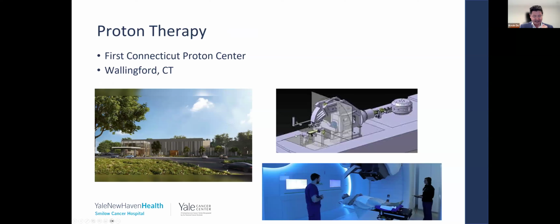And then finally, just because you can't have a radiation talk without something with new technology, just a note that Yale is going to be opening Connecticut's first proton center, and this should be opening up toward the end of next year in Wallingford, Connecticut.